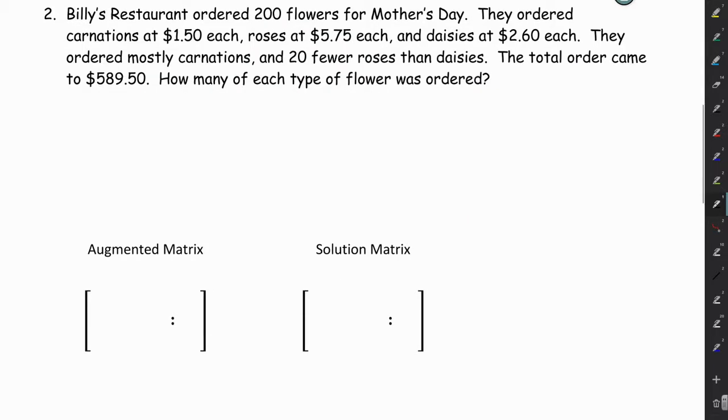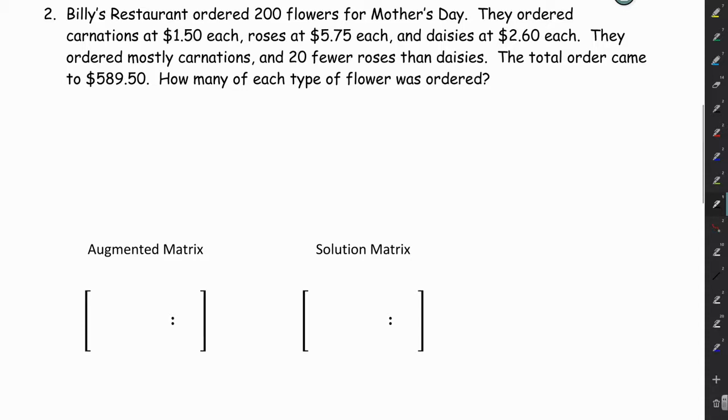Billy's Restaurant ordered 200 flowers for Mother's Day. They ordered carnations at $1.50 each, roses at $5.75 each, and daisies at $2.60 each. They ordered mostly carnations and 20 fewer roses than daisies. The total order came to $589.50. How many of each type of flower was ordered?